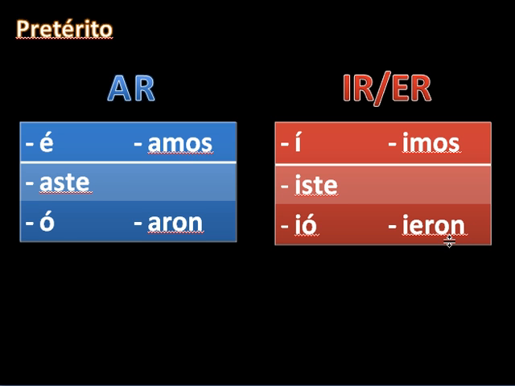Now you have to pay attention to the accents because they are crucial. One, your teacher will probably take off points, and two, if you don't have the accent, it completely changes the meaning of the word. So notice that the accents for AR verbs in the pretérito form will be on the yo and the él, ella, usted form, and the same goes for the IR and ER.